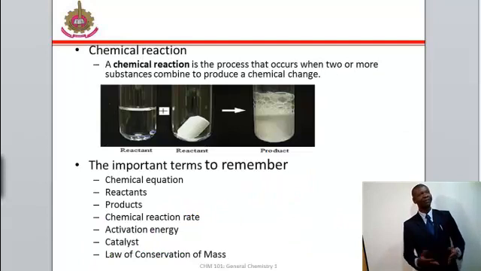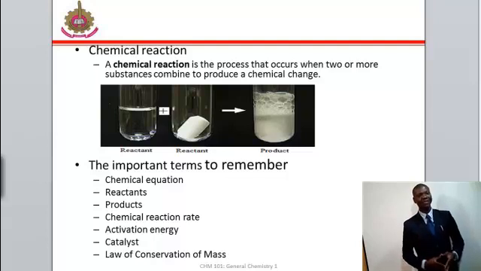Now we go into chemical reaction. A chemical reaction is a process that occurs when two or more substances combine to produce a chemical change. As you can see on the board, you see the reactants coming together to form a product. Some terms are very important when we are dealing with chemical equations. These are, one, reactants. Reactants are normally on the left-hand side, and this is the starting material for a chemical reaction to occur. If there are no reactants, there is no product. There must be presence of reactants before we can think of product.